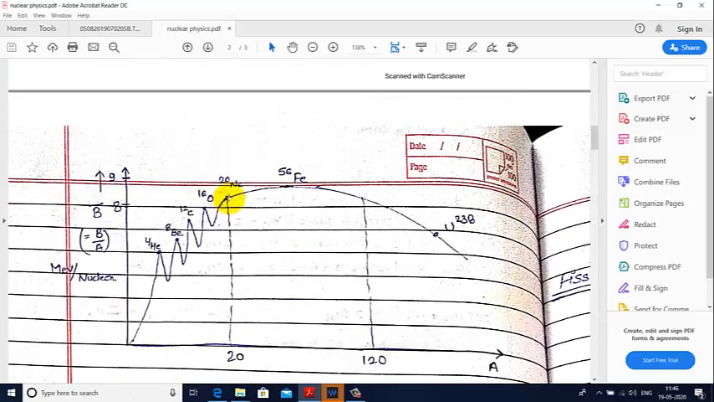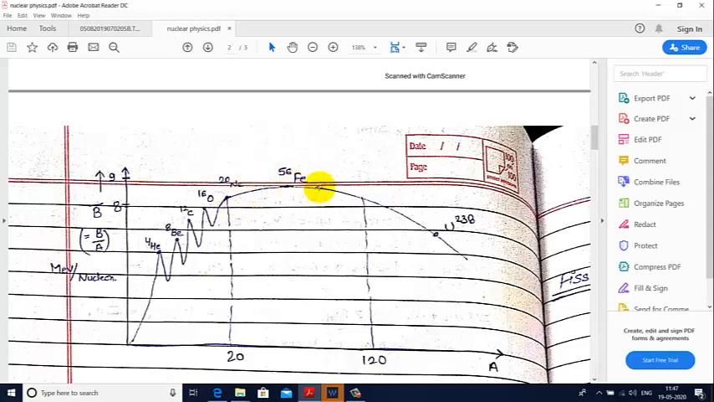Then in the region from A equals 20 to A equals 120, the value of binding energy per nucleon is nearly equal. There is not so much variation in the values, and it is maximum for 56Fe, which is nearly equal to 8.8 mega electron volt, which is highest. So 56Fe is the most stable nucleus.